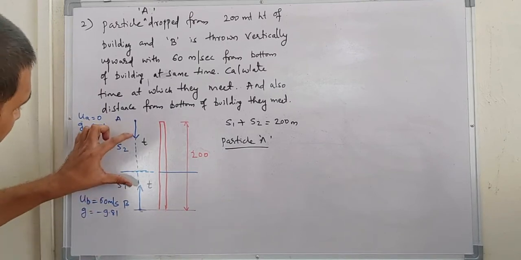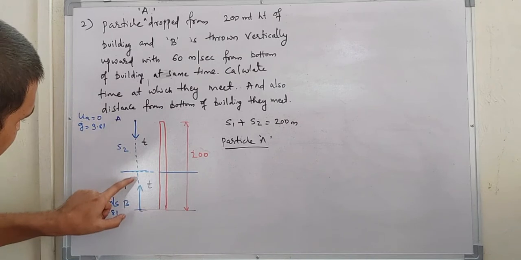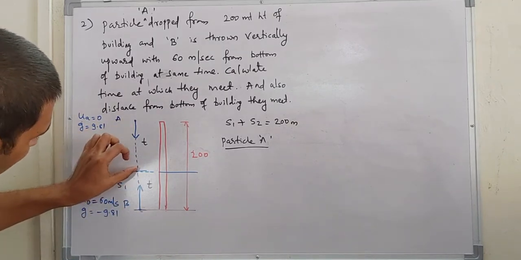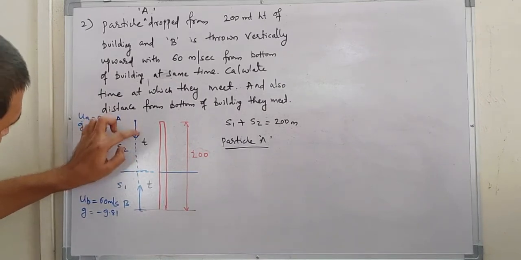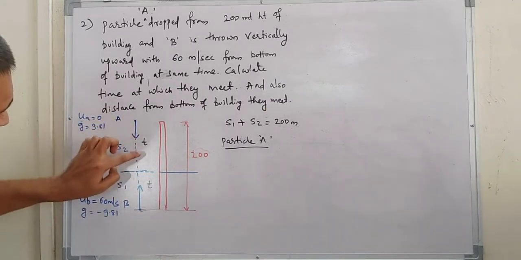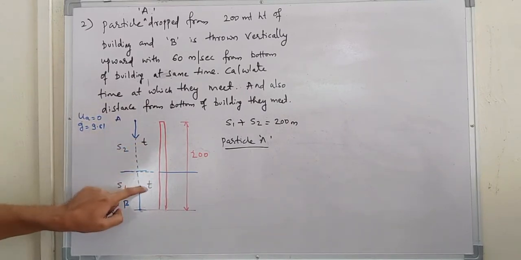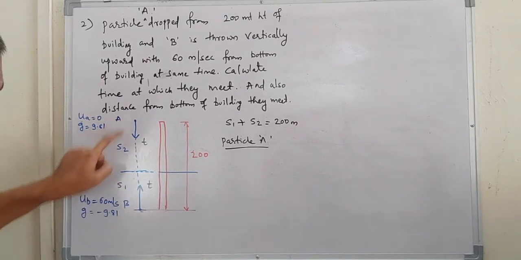Now as time lapses, this one would have traveled some distance S1 and this one would have traveled some distance S2. They meet at one common point. When they meet, the time taken by both the particles will be the same, t seconds. This one would have traveled S1 and this one S2.